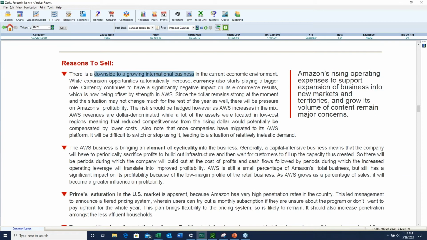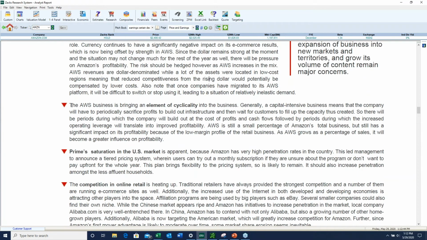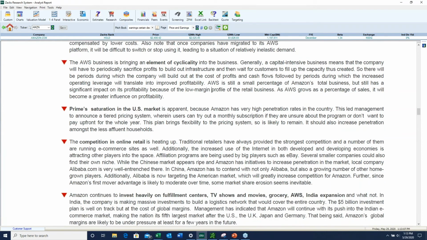So, there's a growing international business, and the key points here are listed out here, that rising operating expenses to support the expansion of businesses into new markets and territories and grow its volume of content remain major concerns. So again, there's an element of cyclicality. You can see this point right here that the AWS business is bringing an element of cyclicality into the business, which means that, if you read into this, it's basically saying that there's a lot of upfront costs. So earnings and operating income go down in the very early years, and then the profits come in later on. So in the initial ramp up, it really hurts profitability.